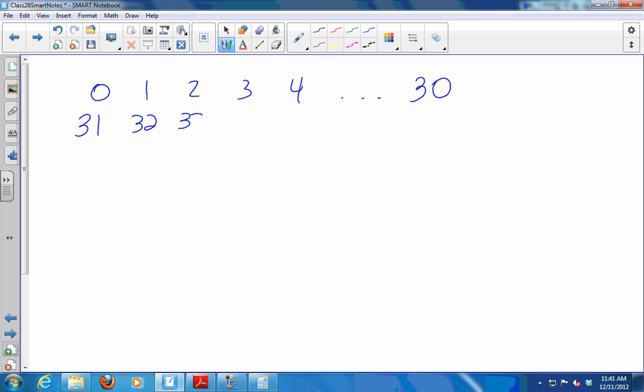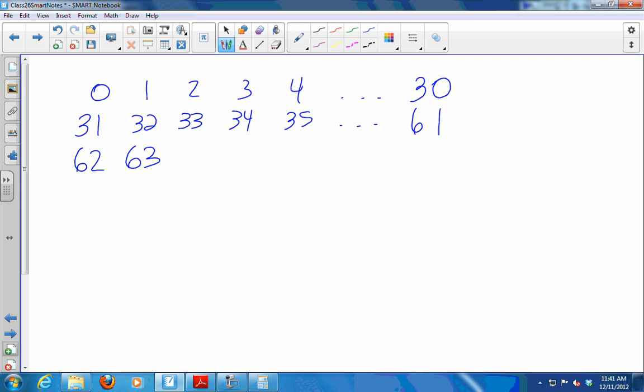32, 33, 34, 35. This number would be 61, right? And then 62 is back here. 63 is equivalent to the number 1. So mod 31 arithmetic is just a loop. Modular arithmetic is just a loop.